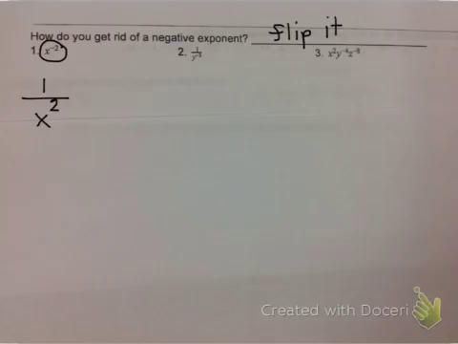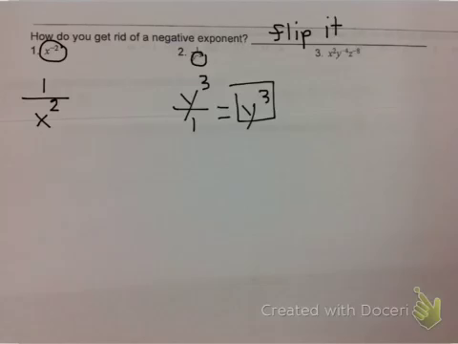Same idea for number 2, but sometimes you're flipping it from the bottom to the top. So here I have 1 over y to the negative 3rd power. We can't have that negative, so y cubed gets flipped to the top, over 1 or just y cubed. Remember, once you flip it, that negative disappears.